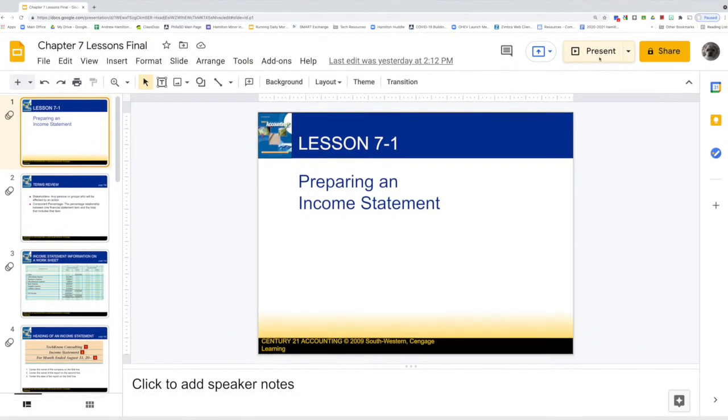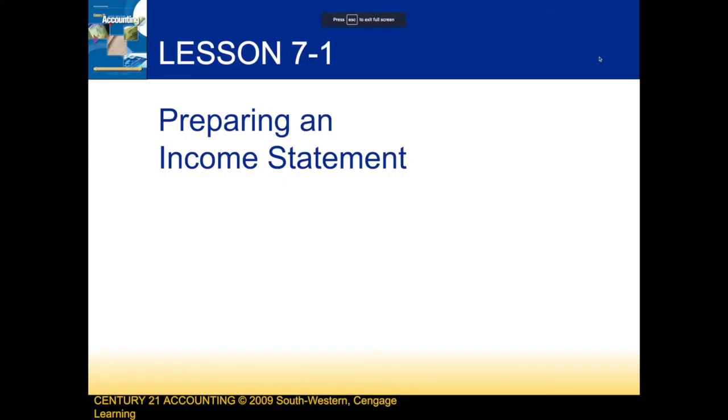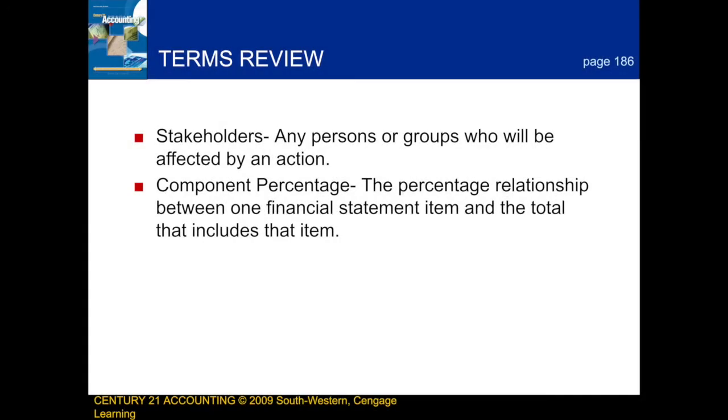Okay, so now that I've read over the learning objectives, let's jump right into the 7-1 text, which is the first lesson of Chapter 7. Throughout this lesson, we will be learning about how to prepare an income statement. Just a few key terms before we start the accounting part of this lesson. Stakeholders are any persons or groups who will be affected by an action. And a component percentage is the percentage relationship between one financial statement item and the total that includes that item.